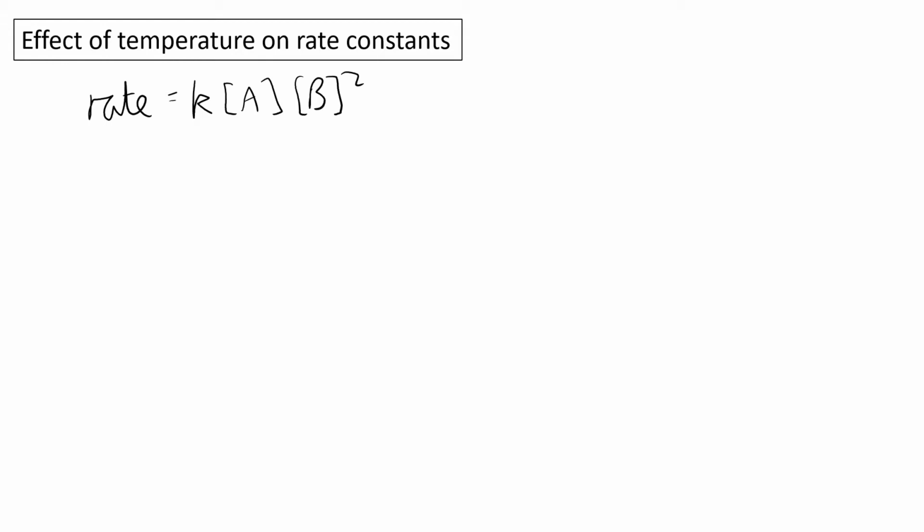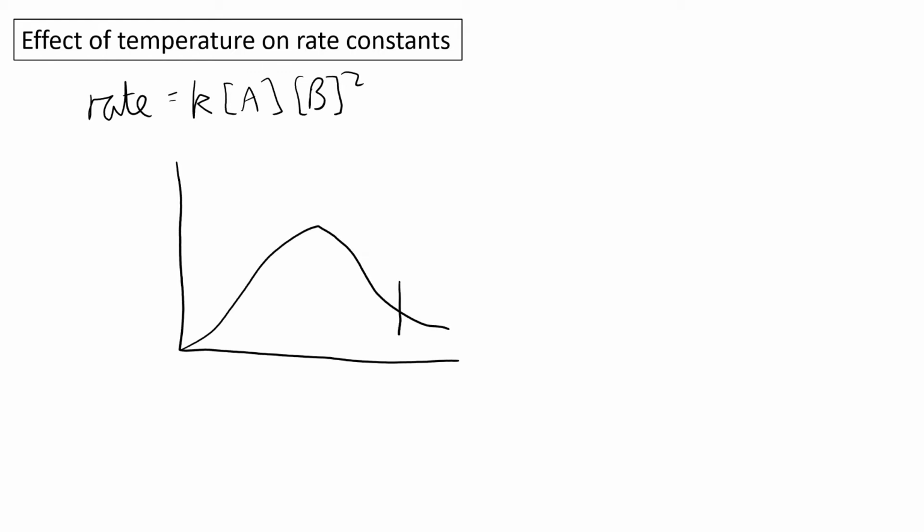k must increase. So we think back to what we looked at, a Boltzmann distribution like this. We've got number of molecules or particles here, kinetic energy here. The temperature increases, higher temperature, this graph shifts like this. So more particles have energy above the activation energy.